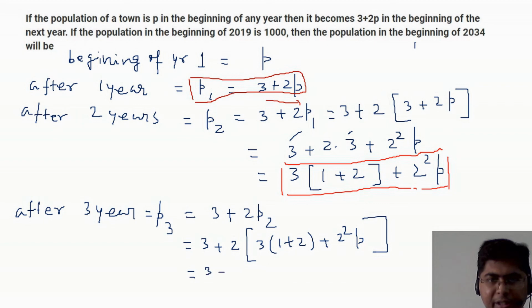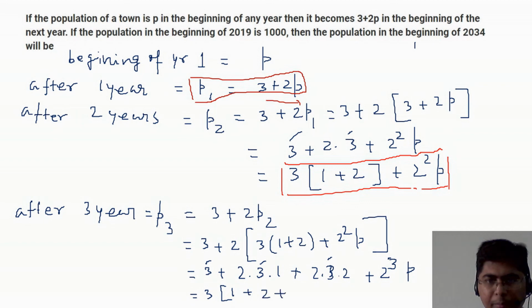So if we just take 3 plus 2 into 3 into 1 plus 2 into 3 into 2 plus 2 cube P. Now once again 3, 3, 3. These are common. So I'm just taking value of common. So 1 plus 2 plus 2 square plus 2 cube P. This is all about.